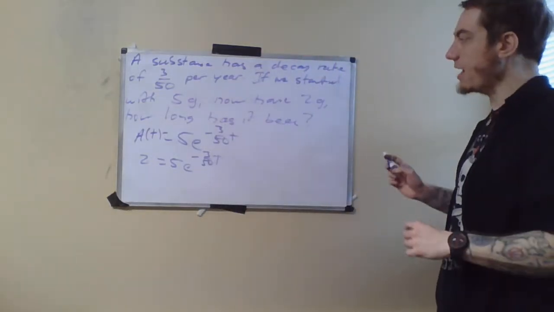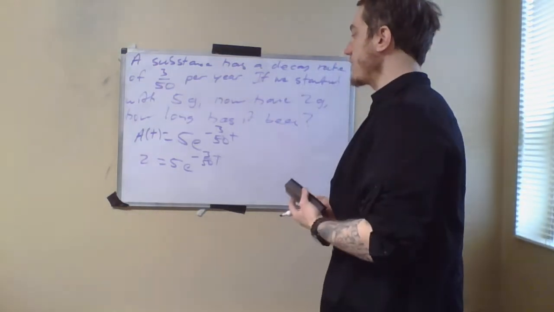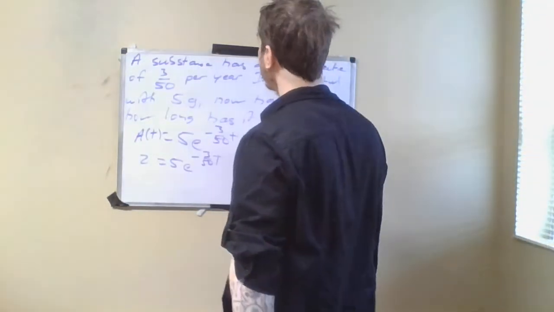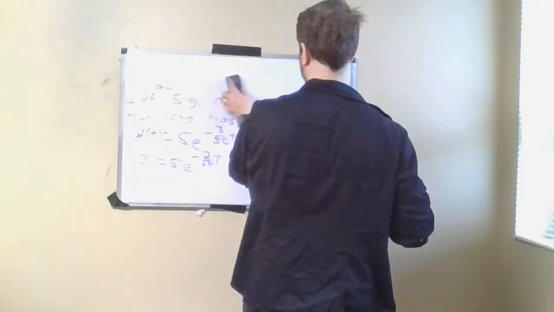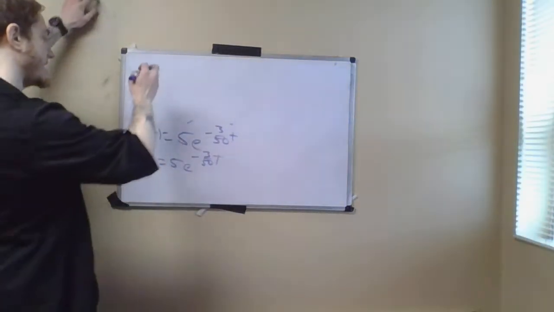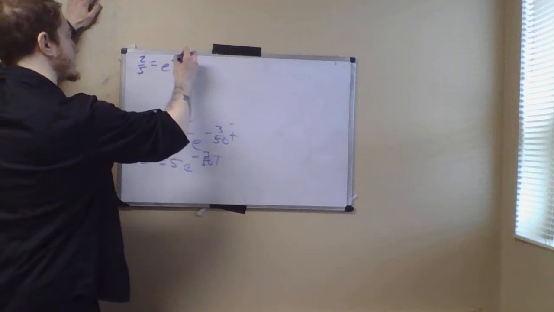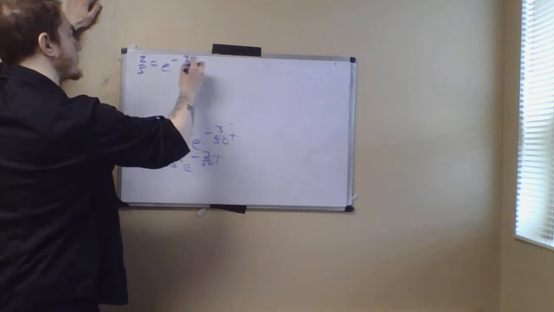Okay, so did you figure it out? Solving this is pretty similar to what we did a moment ago in the previous example. First of all, we need more room, and this whiteboard is abysmally small. Then we're going to say that 2/5 equals e to the minus 3t over 50.